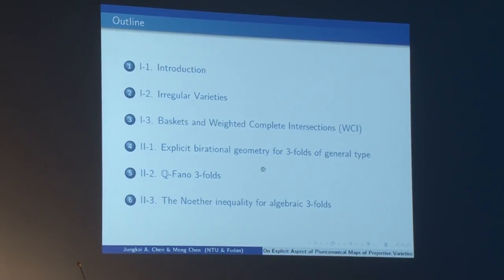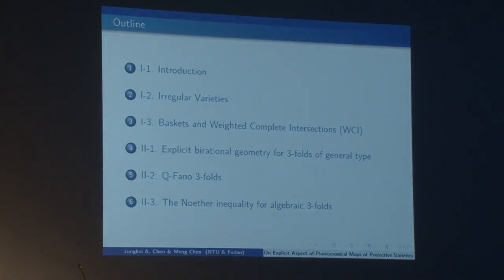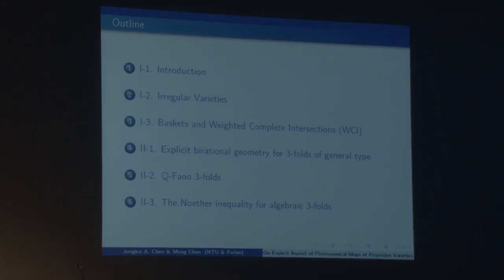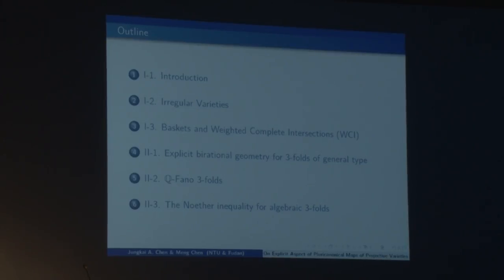I'm going to give you some introduction about the topic that we are going to talk about. I'm also going to introduce some basic strategy, the idea and the theory that we try to work on for the problem along the pluricanonical maps in projective varieties. I'm also going to talk about the theory of baskets and some application on weighted complete intersections. And Meng Chen is going to do the second part, which goes into more detail about the applications of our technique.